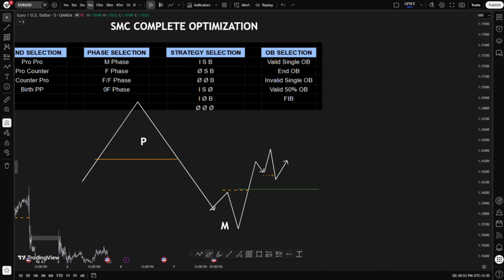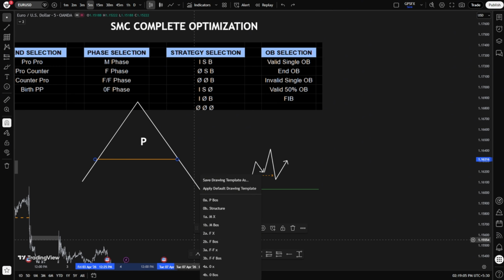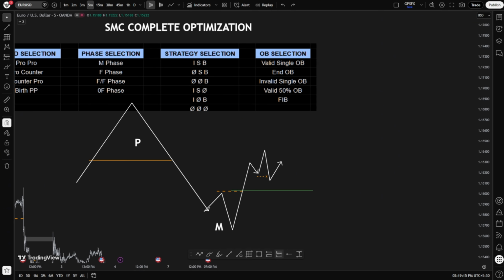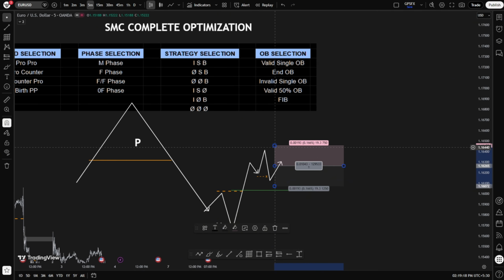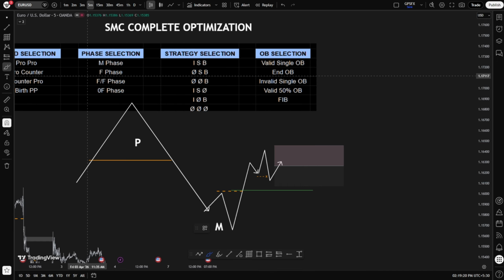Okay. So as you can see, the depth of the line is clearly different. This is for primary structure, slightly smaller is for minor structure, and very small is for fractal structure, right? That's how I have my saved templates: primary structure, minor structure, fractal structure, and zero fractal. So when you take a trade right here, this is what I mean by fractal structure. You don't have to complicate this too much.